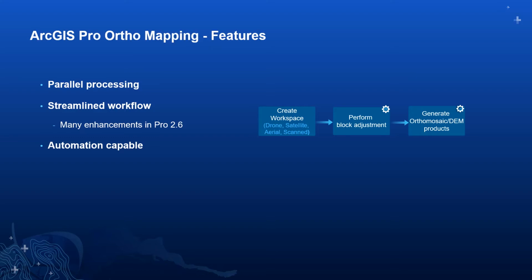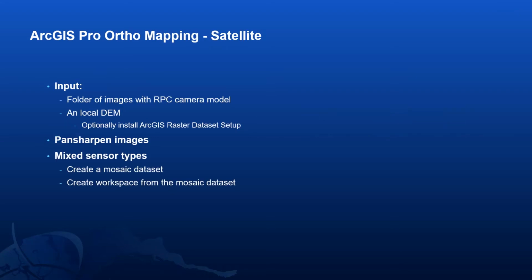Pro Ortho Mapping user experience is built on top of GP tools. You can automate with a GP model or Python if you need to. But just be aware that you cannot automate everything because you will need some manual work to use ground control points. For satellite imagery, ortho mapping processes images with the RPC camera model, such as WorldView, GeoEye, Ikonos, etc.